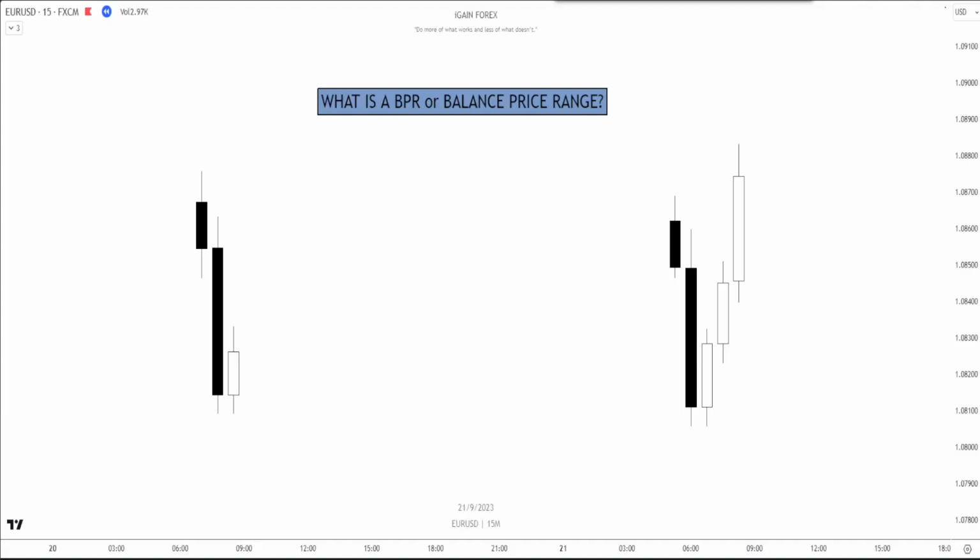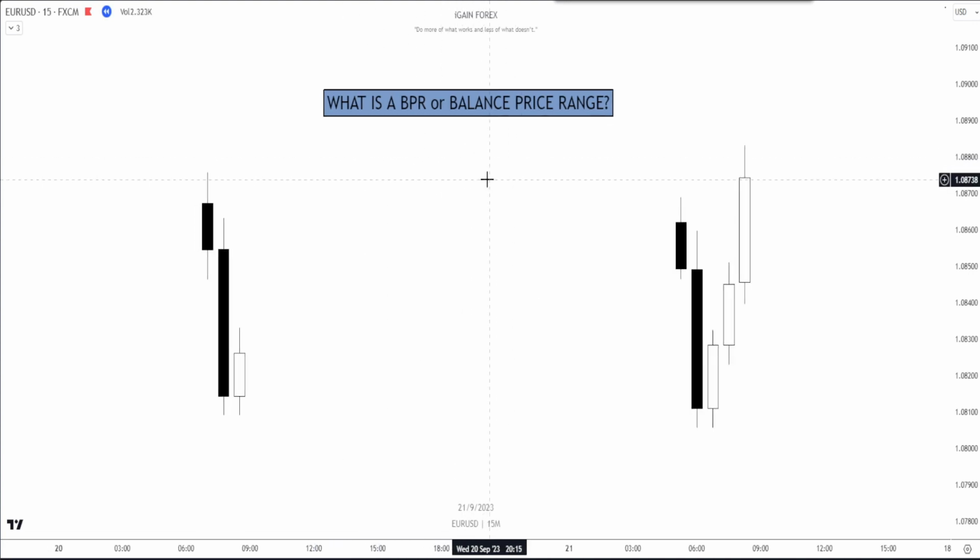Hi gainer, so for today's video, I'm going to show you how we can use this balance price range, or the BPR, as our trade entry. So before we go to that, what is a balance price range or this BPR? A BPR is when two FVGs or imbalances overlap each other. That is just the simple meaning of the BPR.